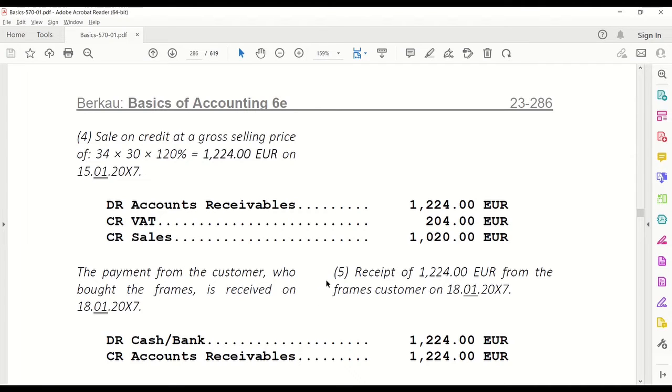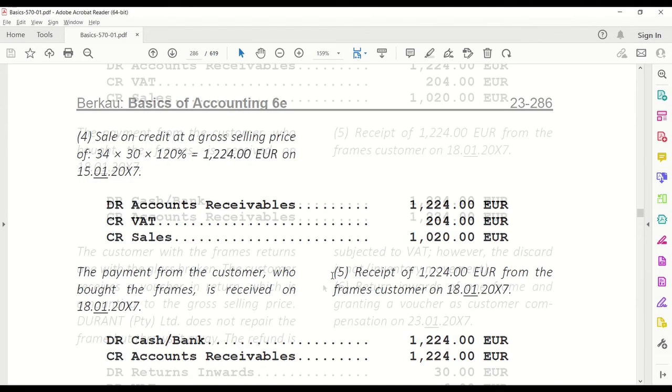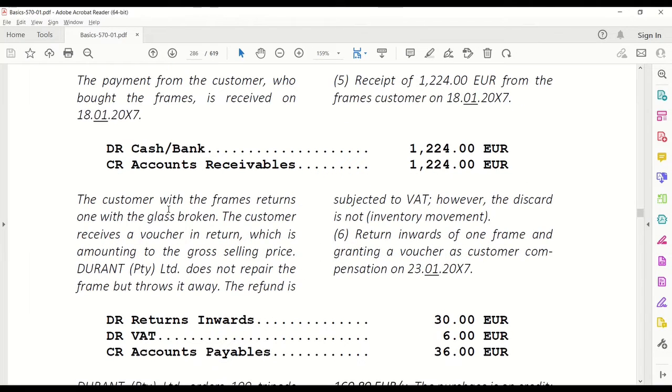In our textbook you are going to find a further bookkeeping entry number 5 for the cash collection. Thereafter we consider that one of the customers will return one frame. As Durant Proprietary Limited will issue a voucher, we have to make a credit entry in the accounts payables. The total bookkeeping entry is a debit entry in the returns inwards account, a debit entry in value-added tax, and a credit entry in the accounts payables account. Keep in mind, returns inwards is like a negative revenue. That's the reason why we have to make a debit entry.